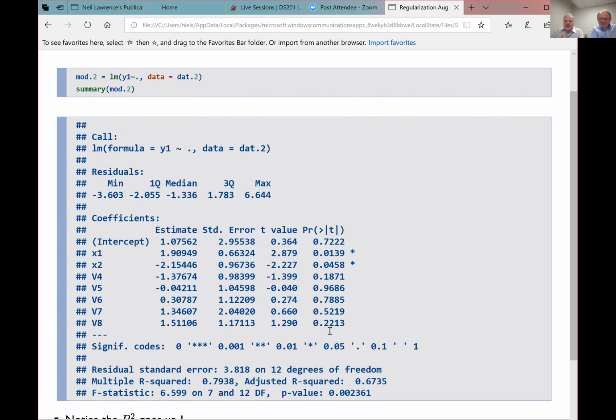But in any event, this data set was tailor-made to illustrate the point that R squared goes up, but you're not improving anything necessarily. And that we need some way to deal with this. And notice that some of these coefficients of the noise variables are reasonably large.